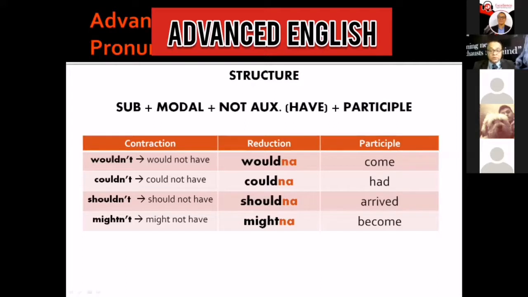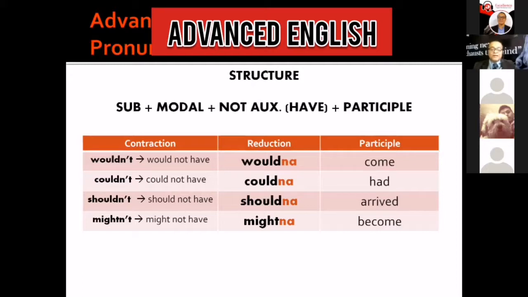Let's practice first the negative contraction. Repeat after me. Wouldn't have come. Wouldn't have had. Wouldn't have arrived. Wouldn't have become. Good. Couldn't have come. Couldn't have had. Couldn't have arrived. Couldn't have become.